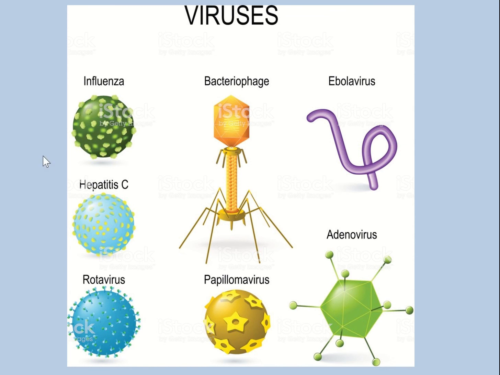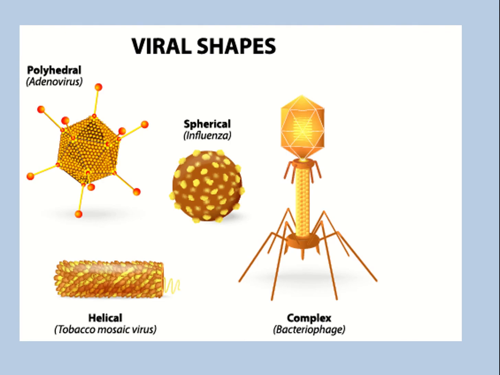And then we've got things like flu, hepatitis, and so on. So they've got some really unusual shapes. Okay, so this is one you will need to know about. We'll talk about this later. Tobacco mosaic virus, that's one.